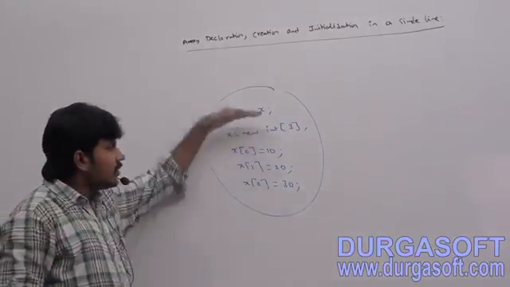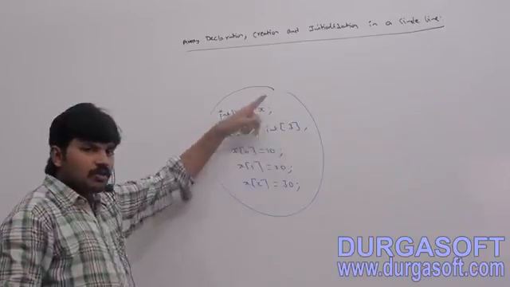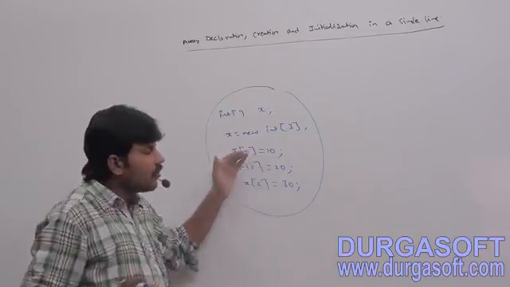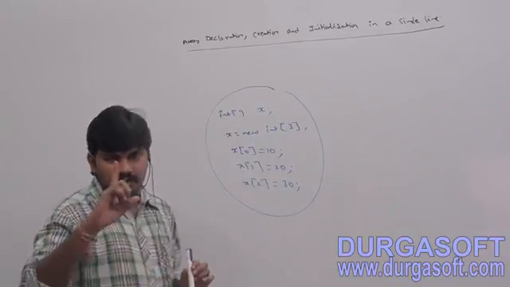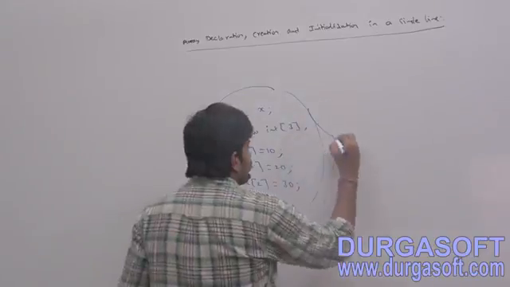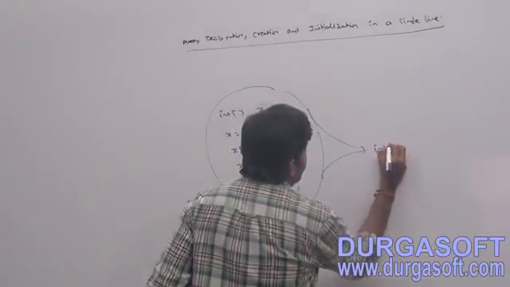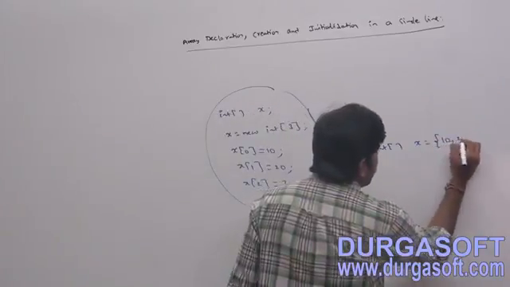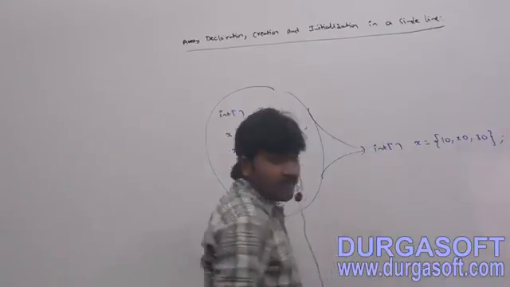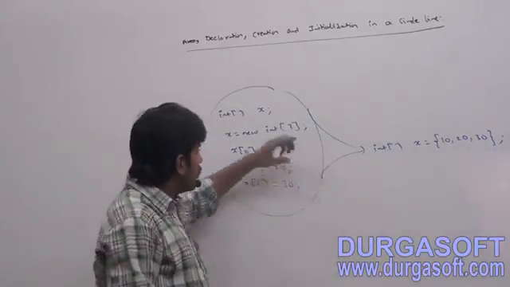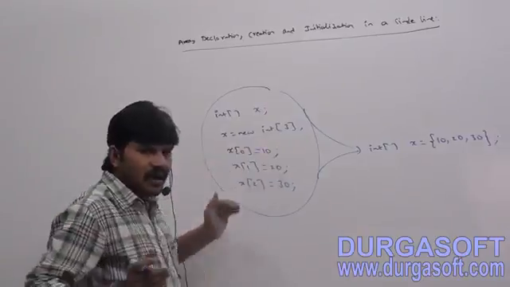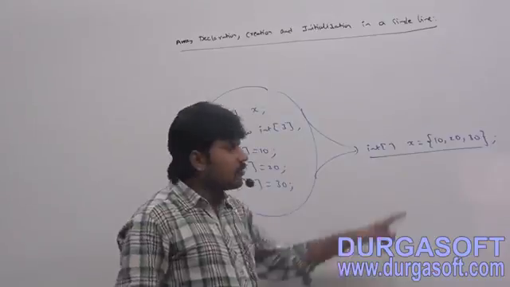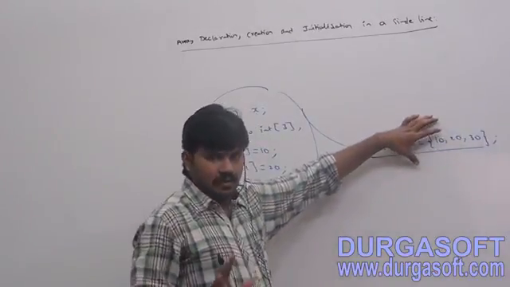So here, array declare, create, initialize. Total how many lines we used? 5 lines of code. If you want, we can convert this into a single line. There is a shortcut representation: int array x is equal to 10, 20, 30. We can represent declare, create, and initialize all in a single line. Clear for all of you, right?